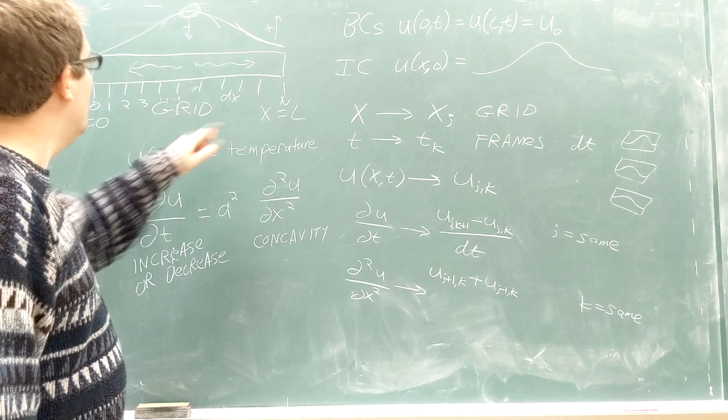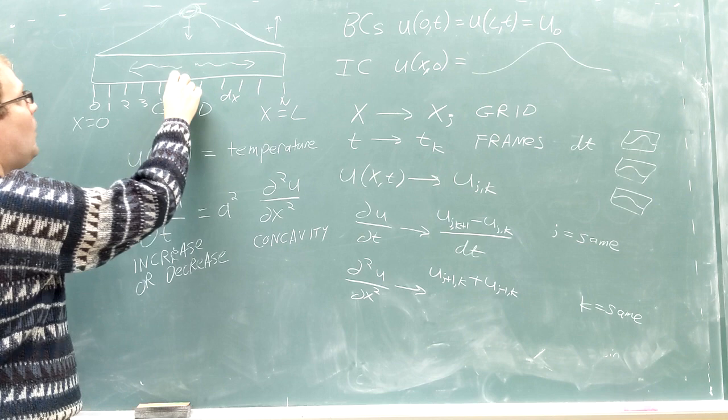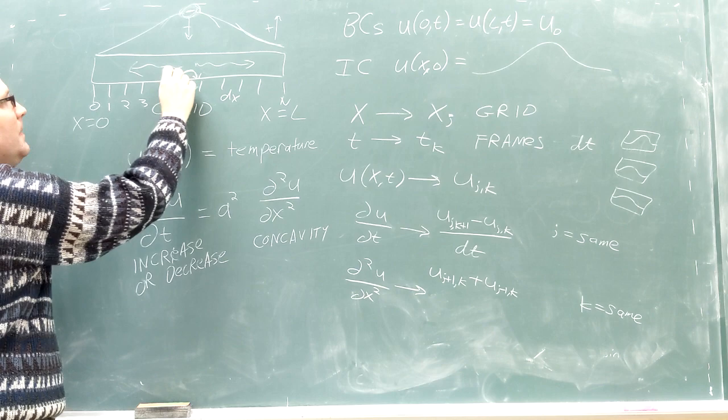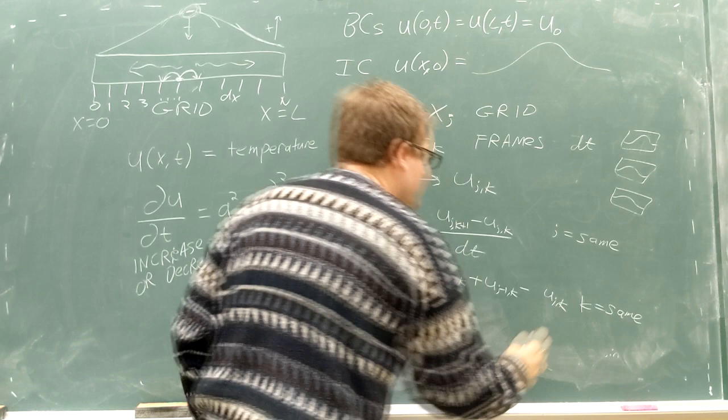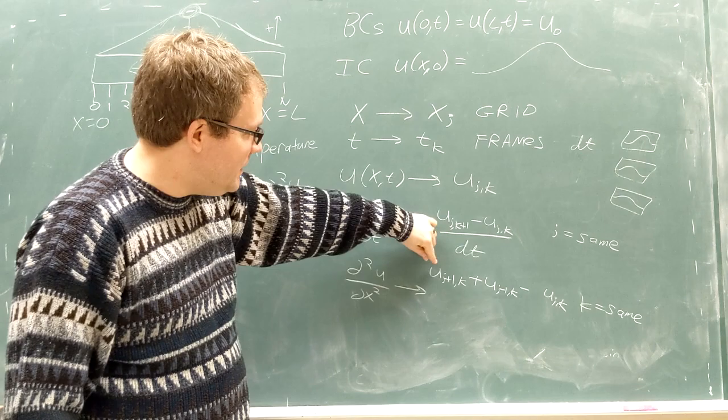So imagine you're at this point here. If you want the second derivative, you need to look one point to the left and one point to the right. So this is going to be plus 1, this is going to be minus 1. Then I need to subtract off the middle point, u j, comma k. And since I'm taking two differences, the difference between this point and here and the difference between this point and here, I actually need to multiply this thing by 2.